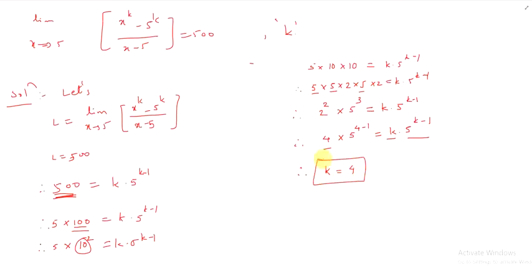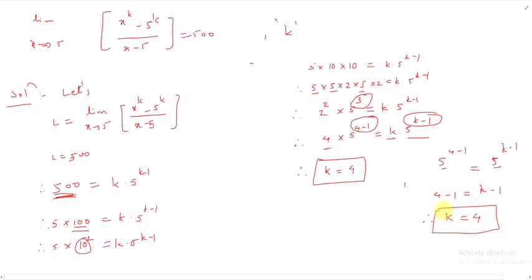k is equal to 4. Remember this one. The first term compares with k, and the second term, 5 raised to 4 minus 1, is equal to 5 cubed. 3 is obtained by using 4 minus 1, and it is compared with k minus 1, in 5 raised to k minus 1. If the base is the same, then we can compare their indices, that is 4 minus 1 is equal to k minus 1. That is k is equal to 4 again. Hence the possible value of k is 4.